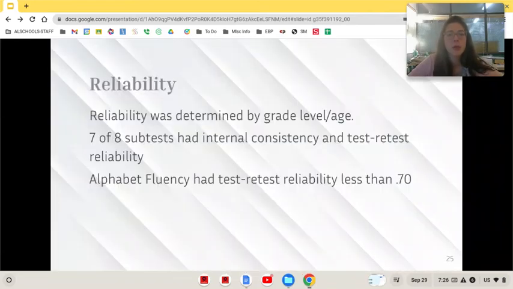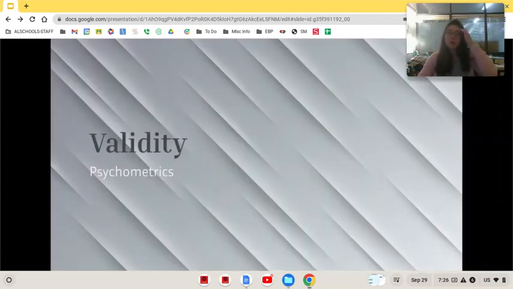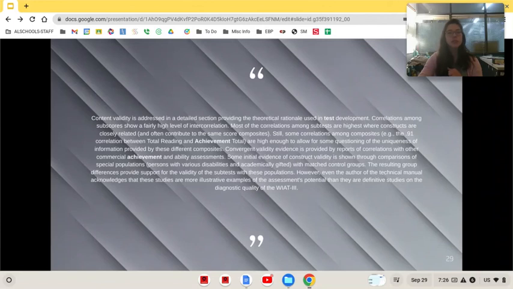So the time between test and retest ranged from 2 to 28 days. However, the average for the younger students was 13 and the average for the older students was 14 days. The interscorer agreement was really high for most tests, like 98, 99%, and the more subjective tests like the essay composition and the sentence building was 91 to 99% interrater score agreement. Content validity, oh shoot.